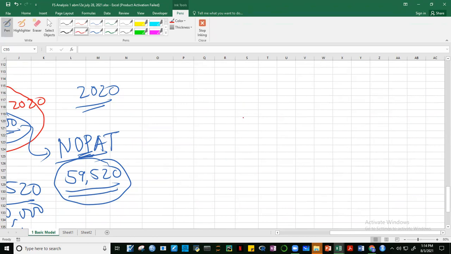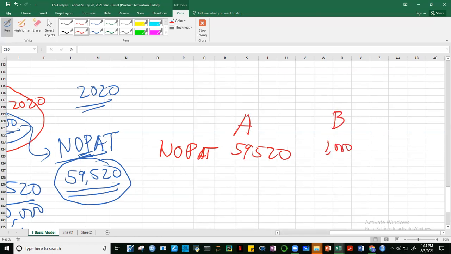Okay, so Company A, its NOPAT is 59,520. Company B has a NOPAT equivalent to 1 million. Okay. Question. Which company performed better? Company A or Company B? Chat, please, guys. A or B, right? Just A or B.